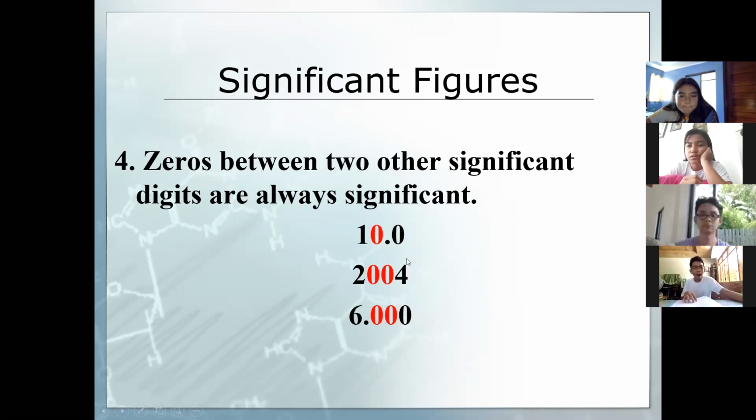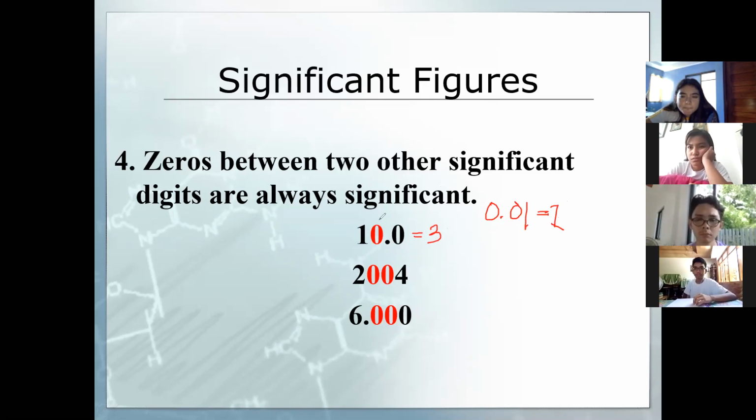What makes this 0 significant? What's the difference between that number and this number? If I will write this number class, 0.01. What's the difference? The number of significant figures here is just 1, whereas the number of significant digits here is 3.